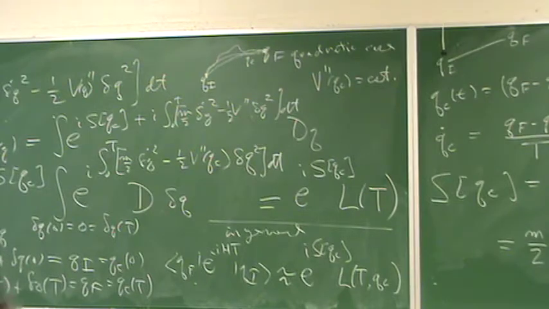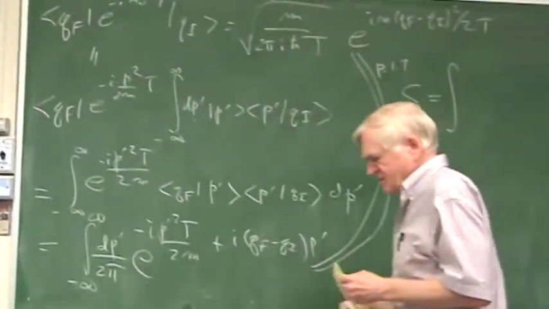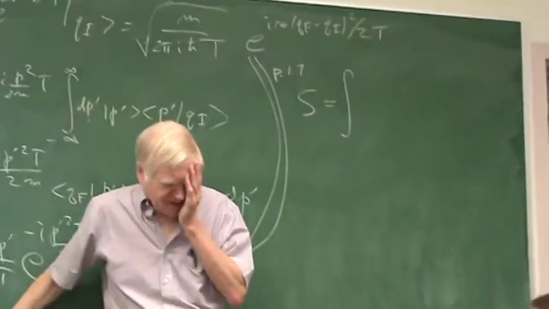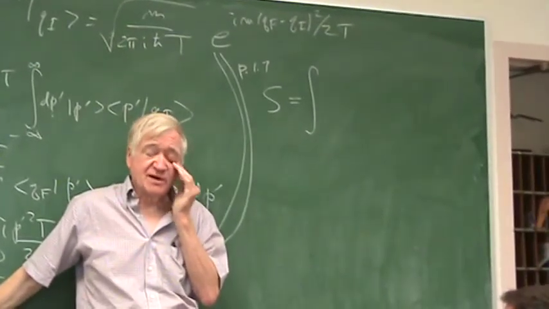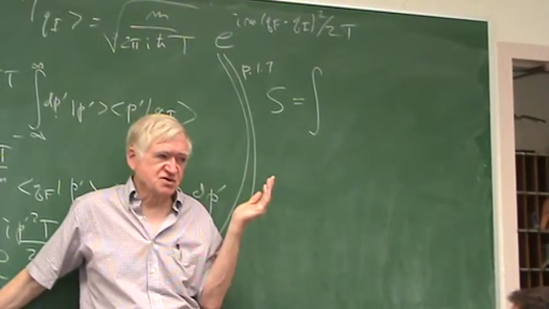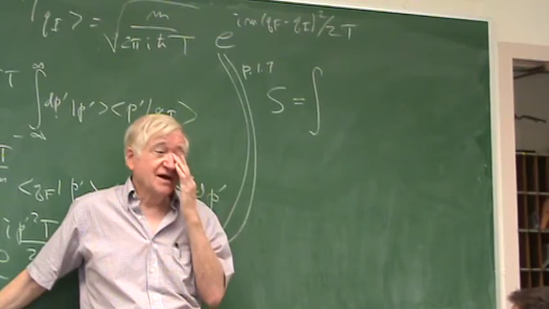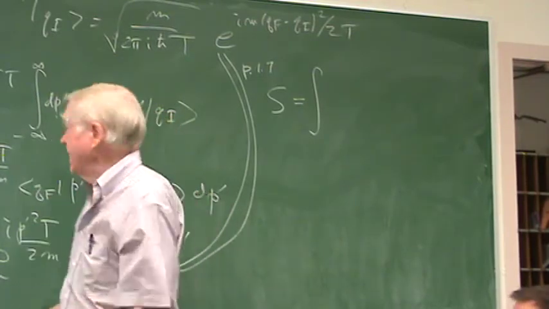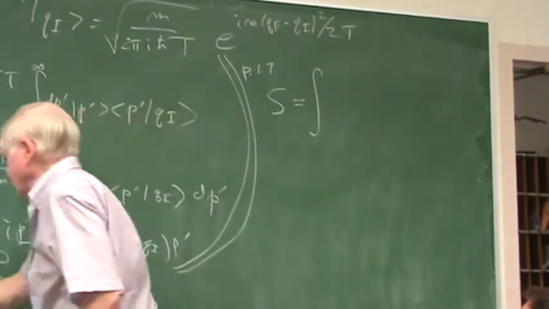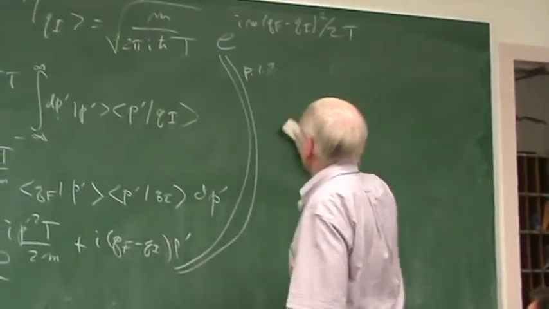remind you of what the action is for an electromagnet. Let me first of all say, I've been talking about quantum mechanics in one dimension, we can go to three space dimensions quite easily, right? We just, let me do the analogous result for three dimensions here.